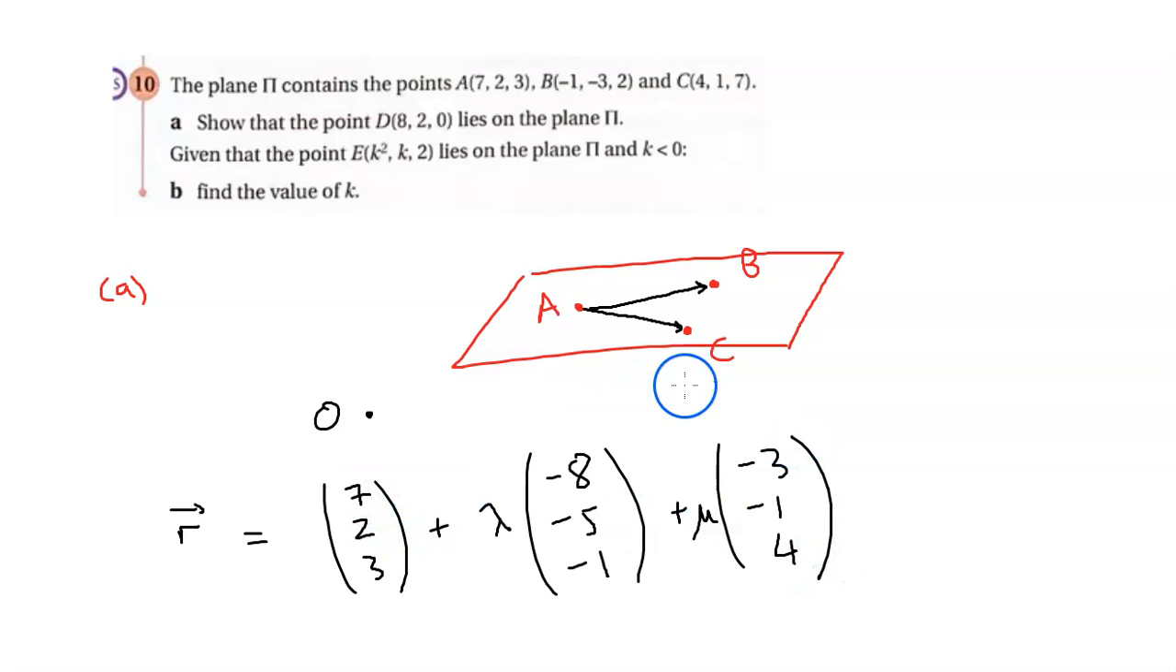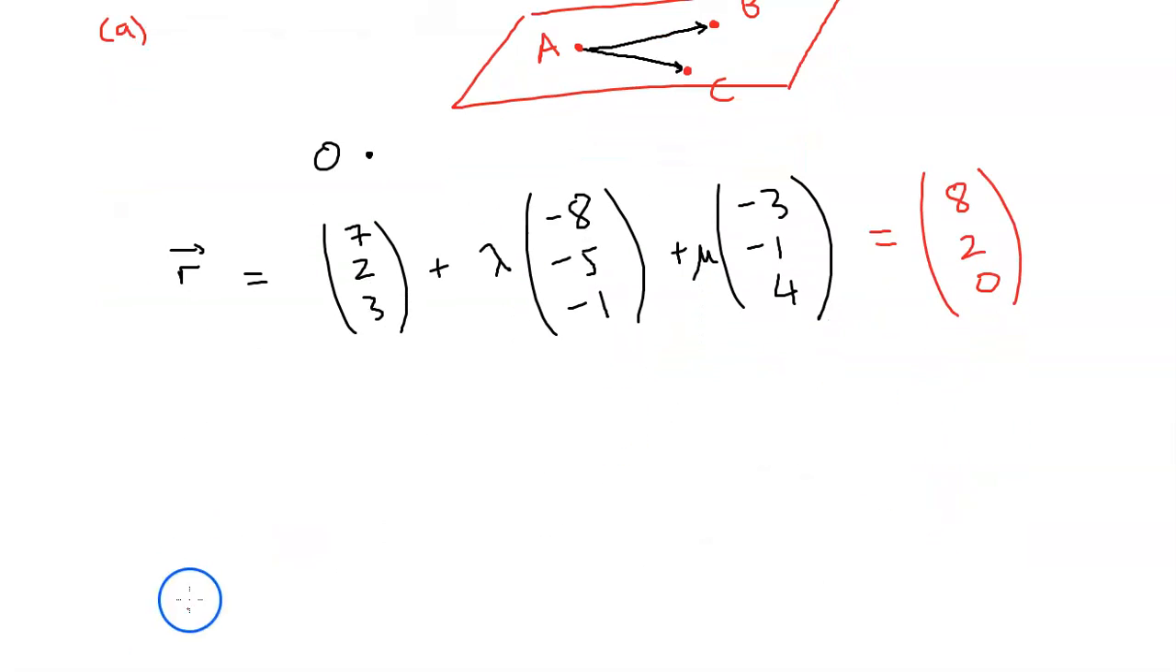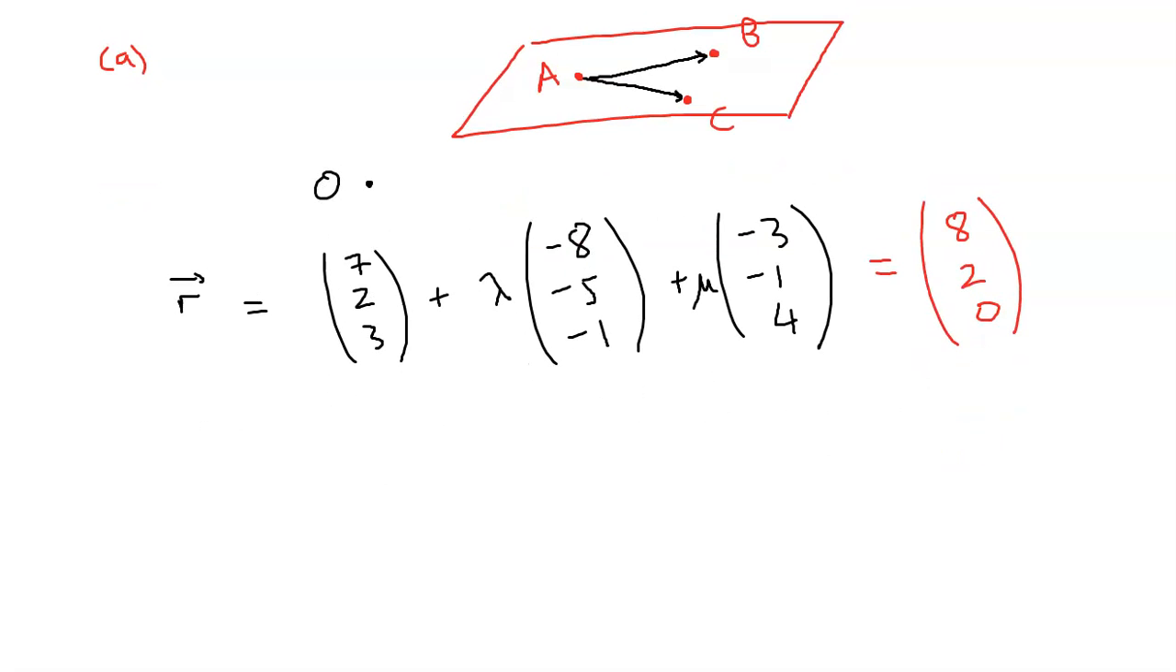Okay, so that's the vector equation of our plane, and if the point D is on there, then we should have some lambda and mu values such that we get (8, 2, 0) out of it. And you can probably do this pretty easily on the calculator. I think the calculator is the fastest way to do this, actually. You can do it all by hand if you want, but I'm going to use the calculator.